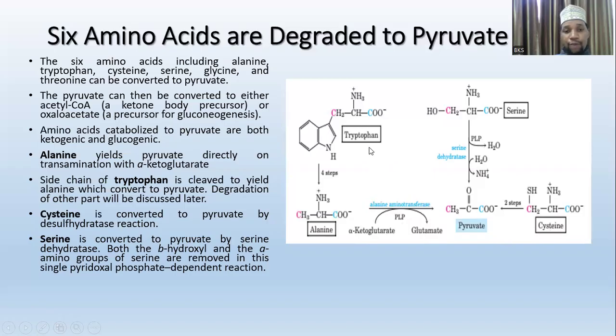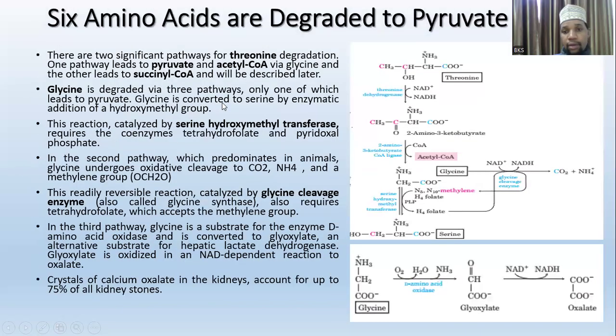while a portion of tryptophan is converted to alanine and alanine finally converted to pyruvate. Now we are left with glycine, threonine, and then which other one? Threonine and glycine. Okay, let's talk about threonine and glycine. How threonine and glycine are converted to pyruvate.